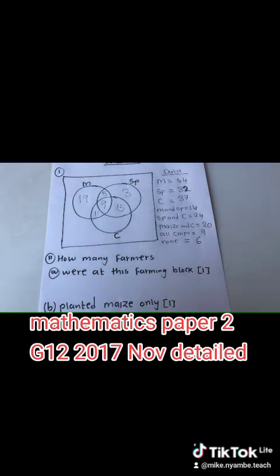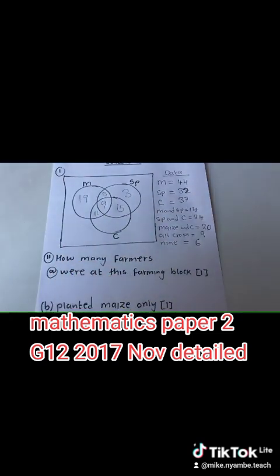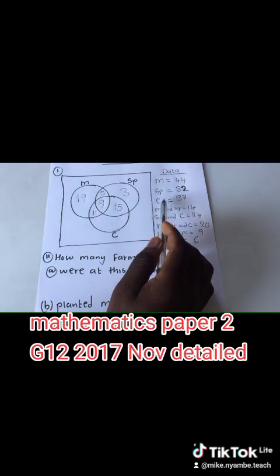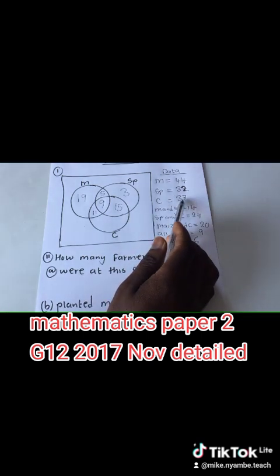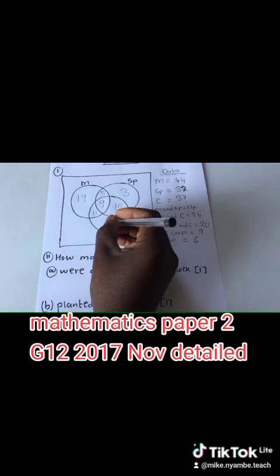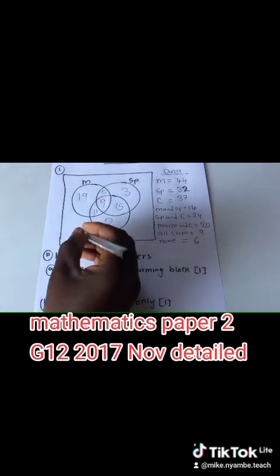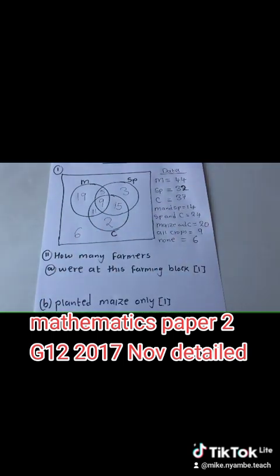The next thing you do, you come to cassava. Cassava, it's 11 plus 9 plus 15. You get 35. So you say, for cassava, 37 minus 35, it's 2. You write 2 there. And you know that there were people who didn't plant anything. There were how many? 6. So you put 6 there. You are done just like this. You get your 2 marks.